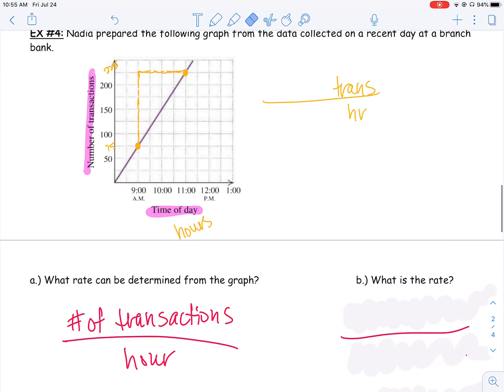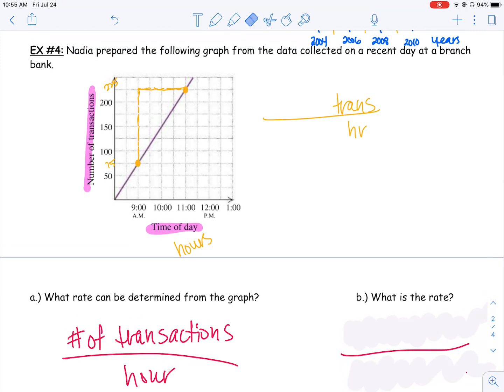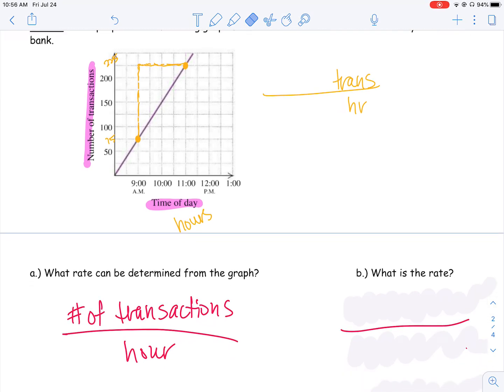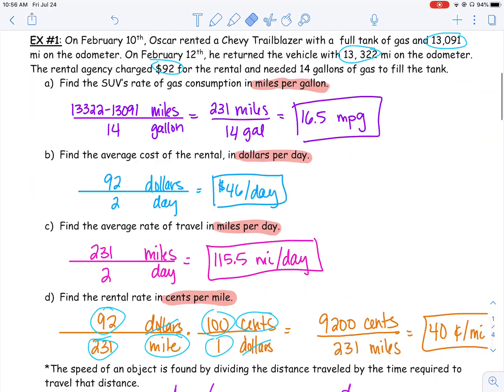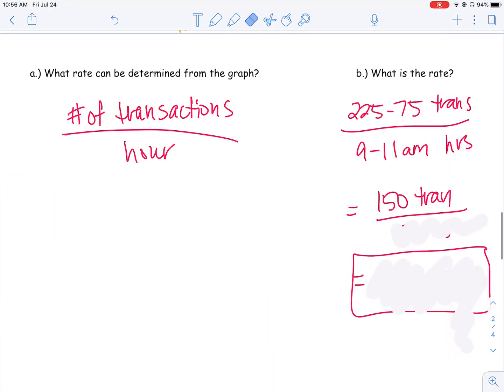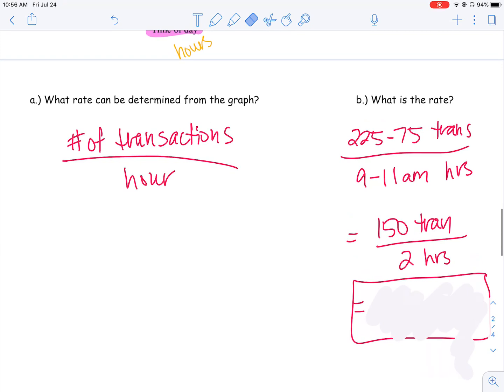Okay, so now let's actually find the rate. So how many transactions did she make over that period of time? Well, she started at 75 and went up to 225. We can figure out how many transactions that is by subtracting them, right? Per hour. Well, if she started at 9 and then we have another ordered pair at 11, how many hours is that? Well, it looks like from 9 to 11 is 2 hours. Okay, so it looks like she made 150 transactions in 2 hours.